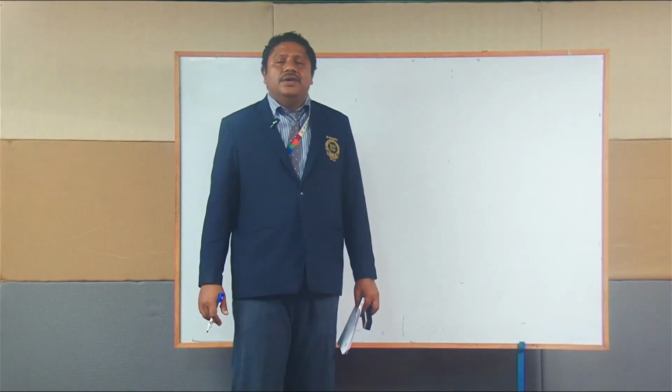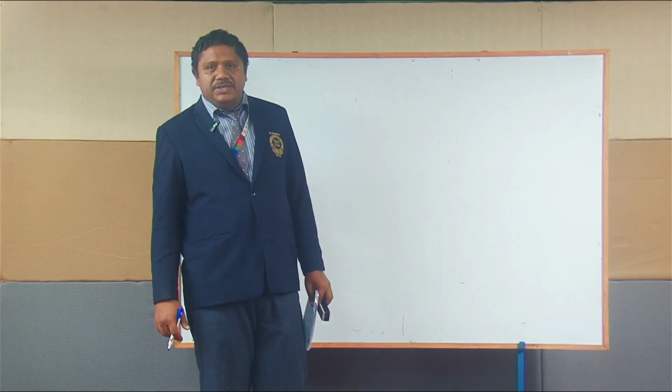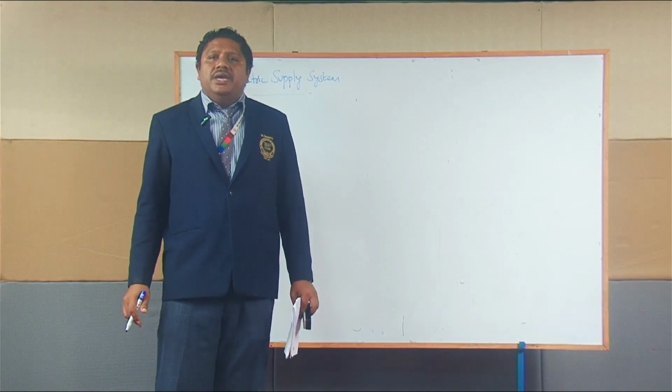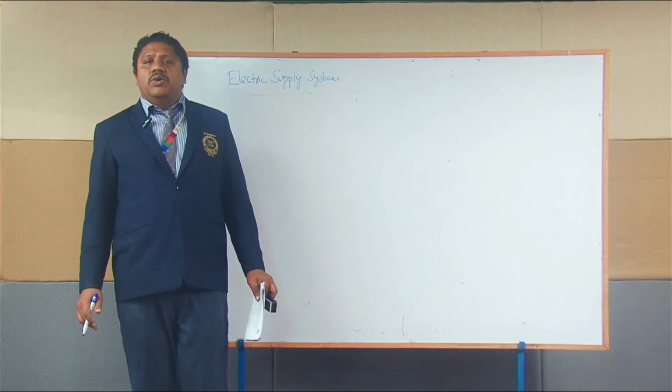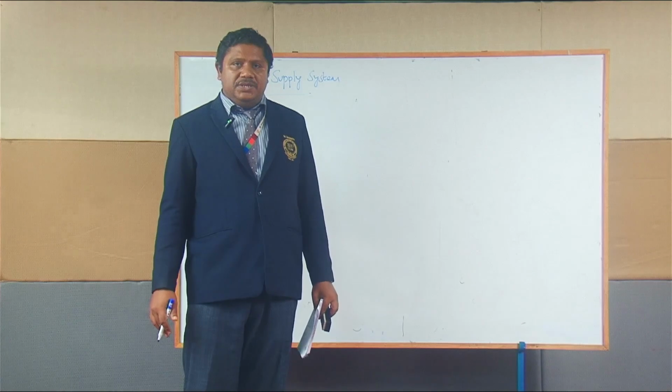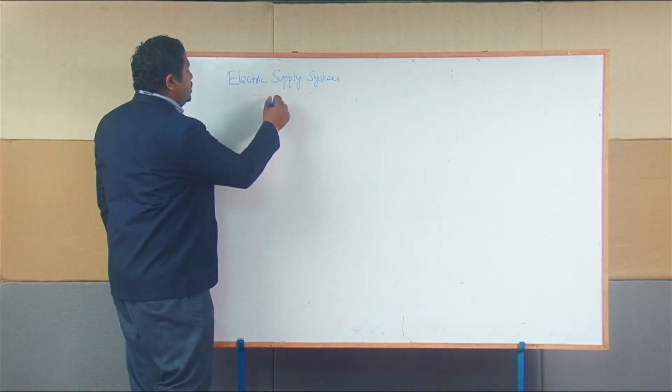Hi, today we are going to see about the electric supply system. So what is this electric supply system? It is generally a component of the power system. It is going to give supply from the generating station to the consumer premises. It has majorly three components.